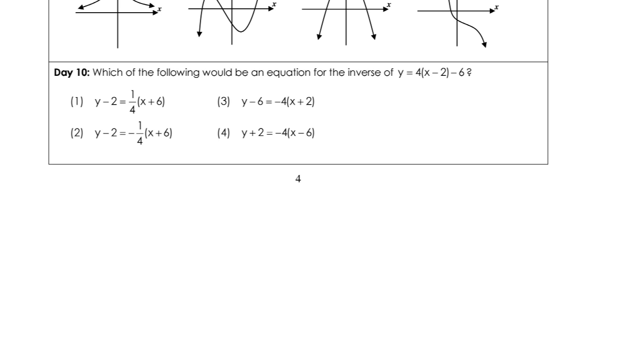Hi guys, we're on Unit 3, Day 10 today, and this is the last day of the unit, and we have a warm-up, and it says, which of the following would be an equation for the inverse?